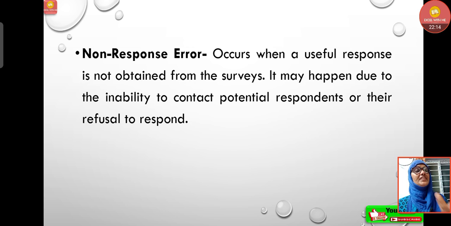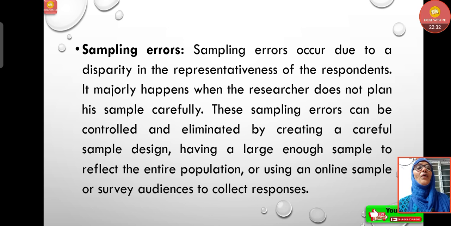Now non-response error, obviously non-response means that the sample is not responding to your survey. That occurs when a useful response is not obtained from the surveys. It may happen due to the inability to contact potential respondents or their refusal to respond. Then sampling errors occur due to a disparity in the representativeness of the respondents. That is, it majorly happens when the researcher does not plan his sample carefully. These sampling errors can be controlled and eliminated by creating a careful sample design, having a large enough sample to reflect the entire population, or using an online sample or survey audiences to collect responses.